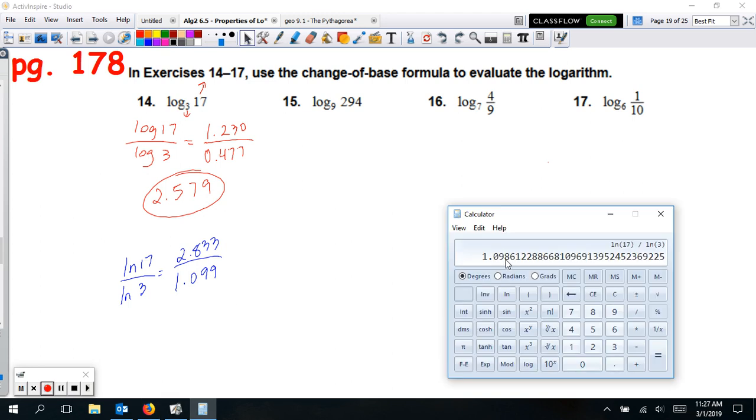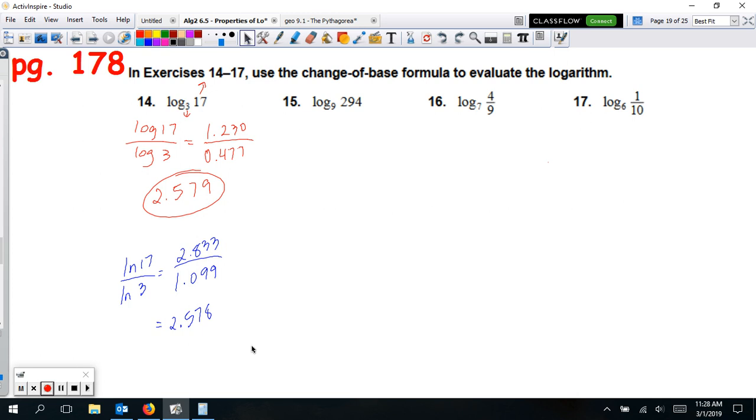Yeah, that was right, got 99. And then if I just hit equals, we should get the same number as 2.579 when I divide these two numbers. Equals, and yes we do, so there it is, 2.57 rounded to the 9. Exactly the same number as I got right here. And so that gives me the same exact thing.